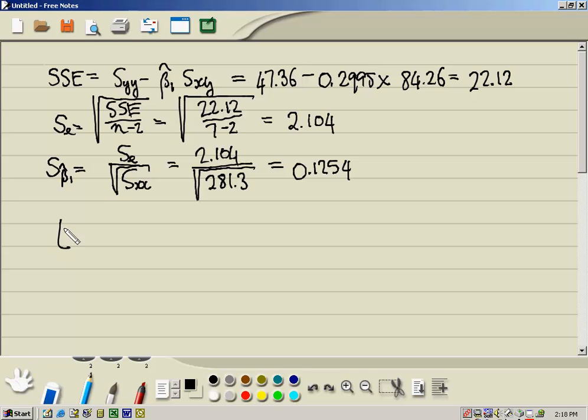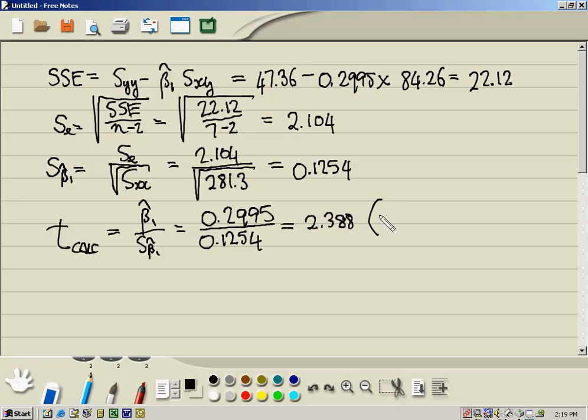Then finally we can go to our t-calc, which is the estimated slope divided by its standard error, and that is 0.2995 divided by 0.1254, and the result is 2.388, which, if you go back and check, is exactly the same result as the t-calc in what we'll call the R test, the correlation test. Alright, which it should be, but sometimes it's different because of rounding error.